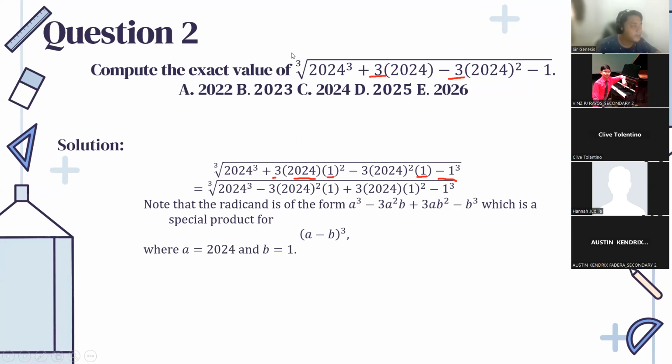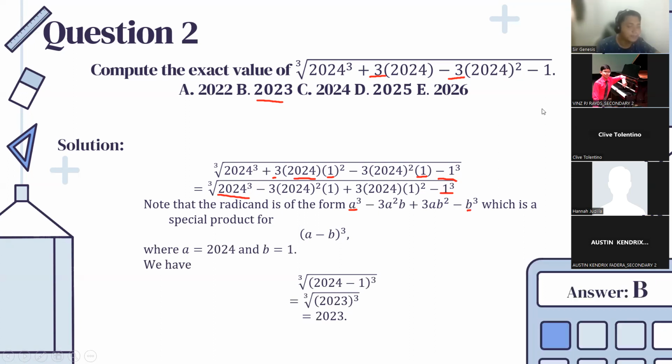So if you look at the values, a is equal to 2024 while b is equal to 1. What we just need to do now is substitute. So that will be cube root of 2024 minus 1 raised to 3, which is then simplified into 2023. So the answer for number 2 is 2023, letter B.